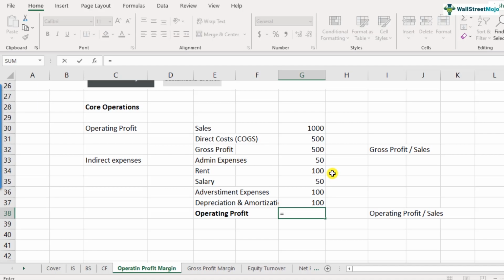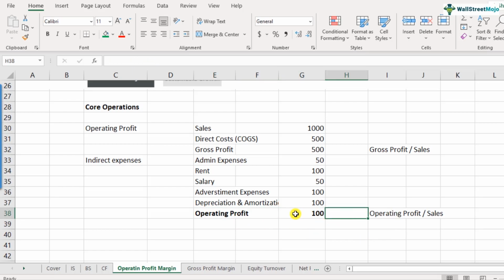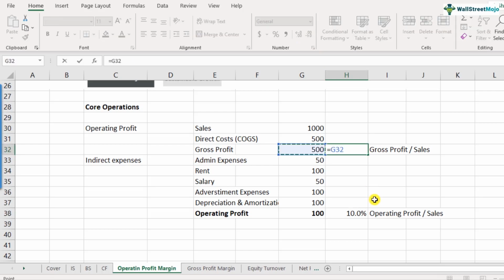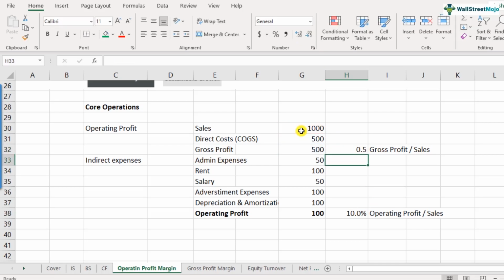How much does this come out to be? This will be gross profit minus the sum of all of these indirect expenses, right? So this comes out to be 100. All right. So the operating profit of the company is 100, and operating profit margin will be 100 divided by your sales. That will be 0.1, that is 10%. How much is the gross profit margin? Gross profit margin is gross profit divided by sales, that is 0.5, that is 50%.